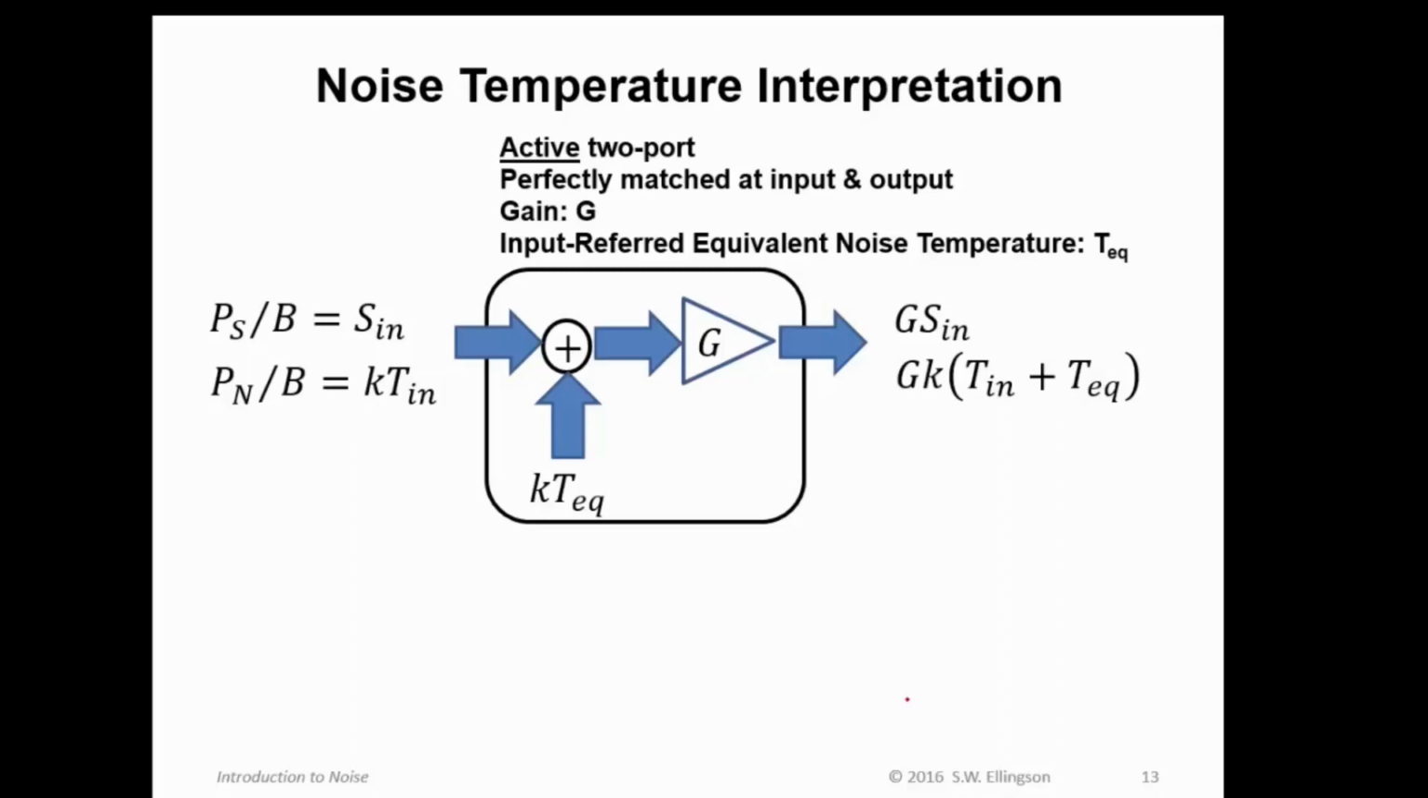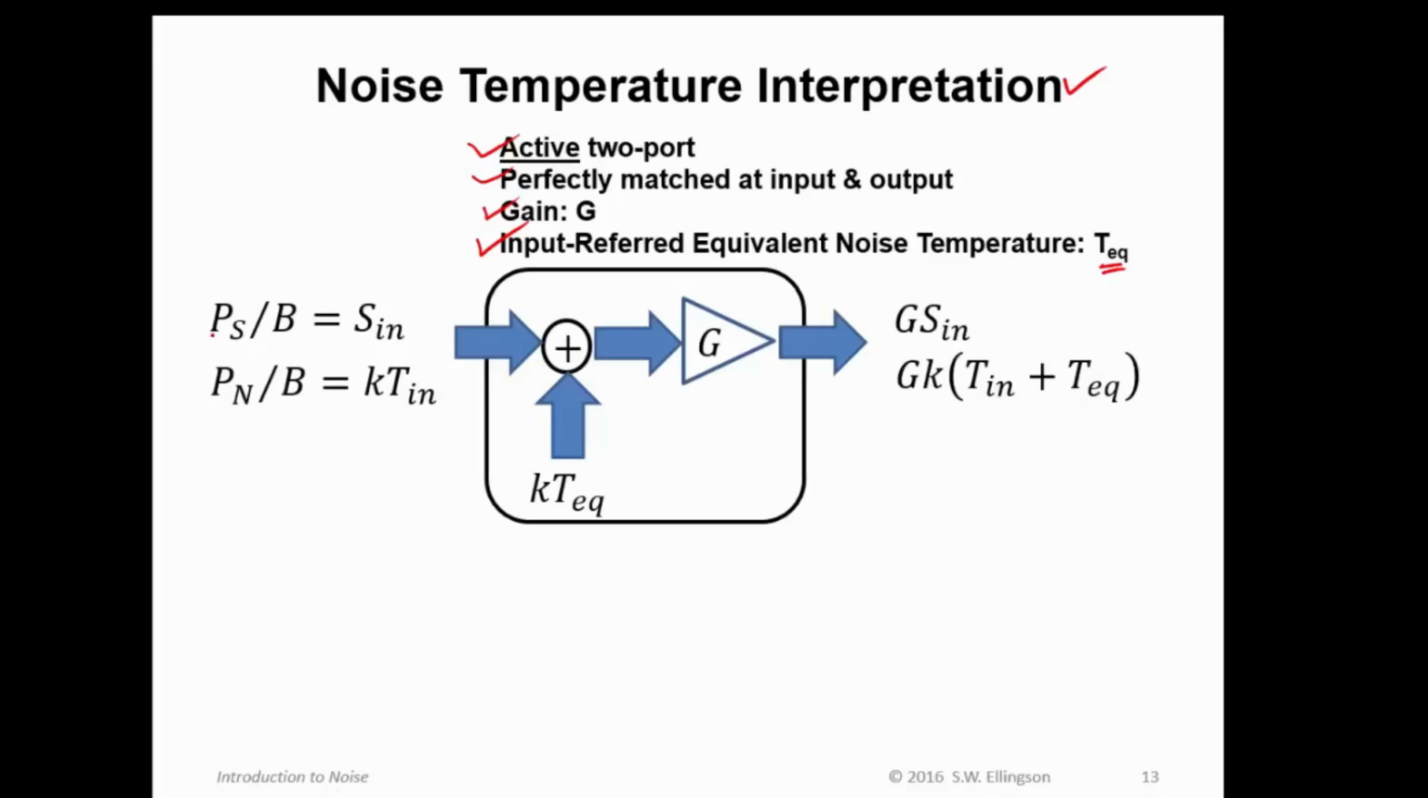So here I'm talking about the noise temperature interpretation of what we just did. In other words, I'm going to repeat the previous problem, but now I'm going to do it in terms of noise temperature as opposed to invoking a noise figure. So once again, I have an active 2-port, perfectly matched input and output. Its gain is G, but now it has an input referred equivalent noise temperature T sub EQ, right?